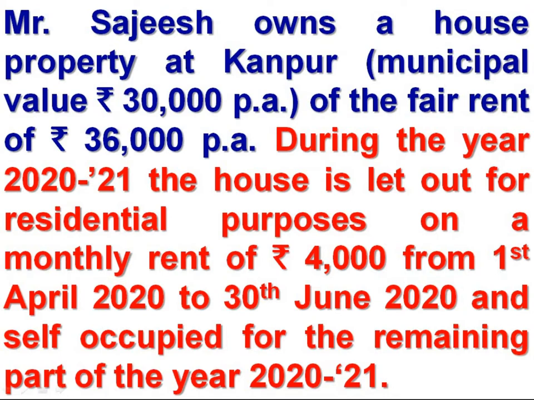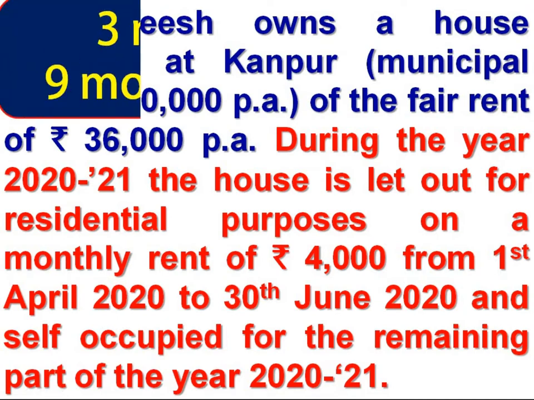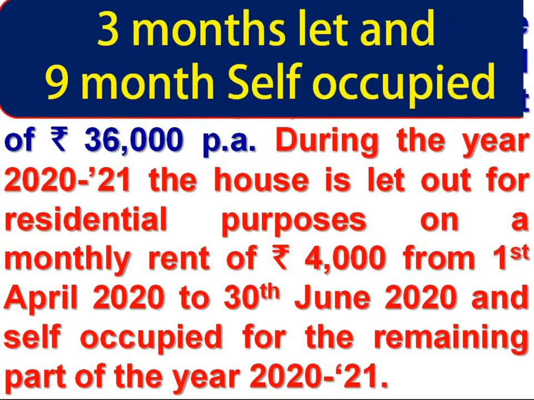During the previous year, in the months of April, May, June, for 3 months, the property was let out and self-occupied for the remaining part of the year. For the months of April, May, June, for 3 months, it was let out and for the balance 9 months, it was self-occupied. It is the speciality of this problem. 3 months let and 9 months self-occupied.